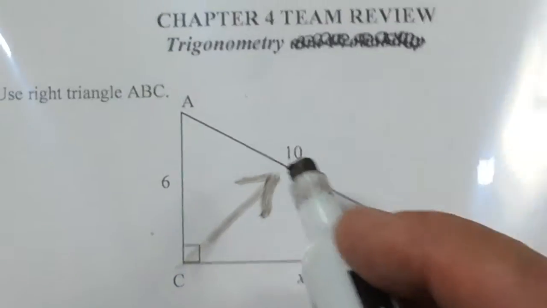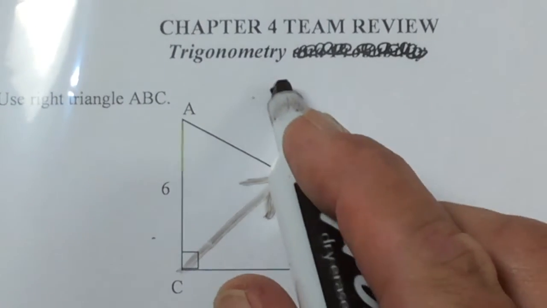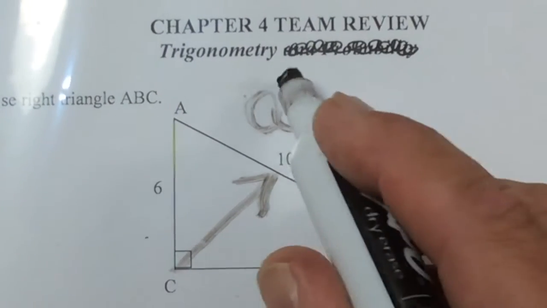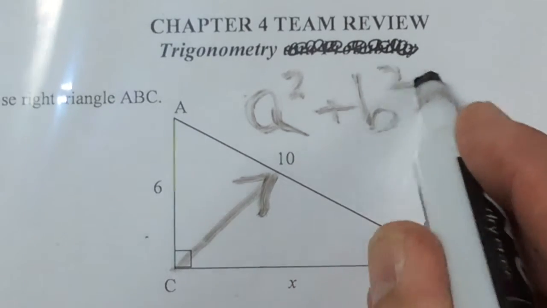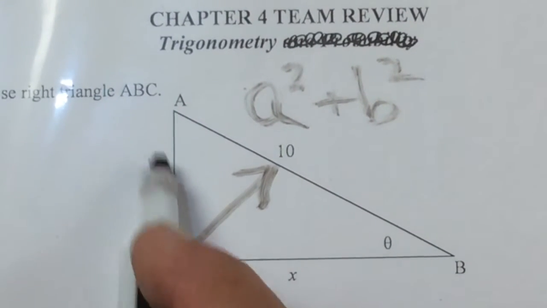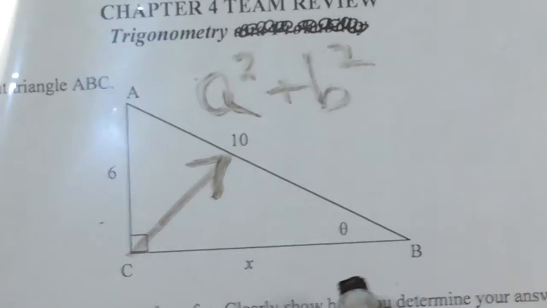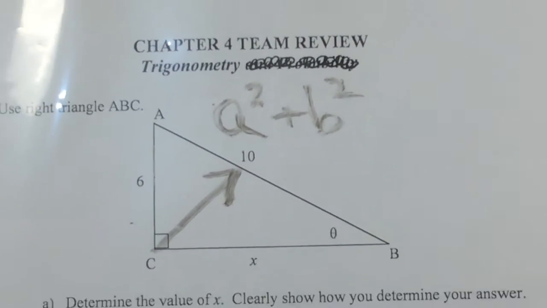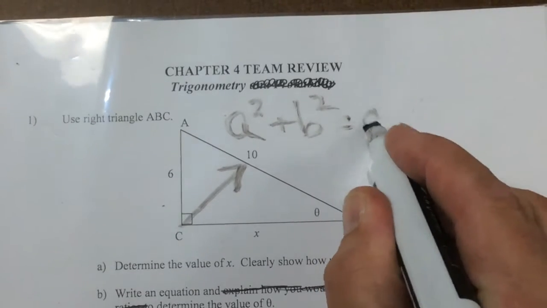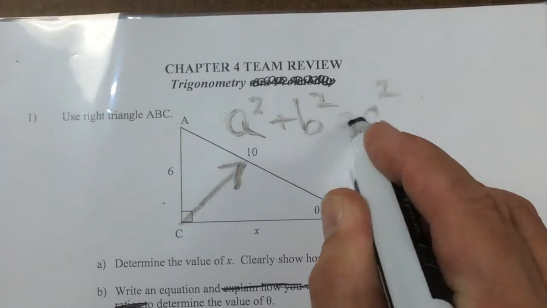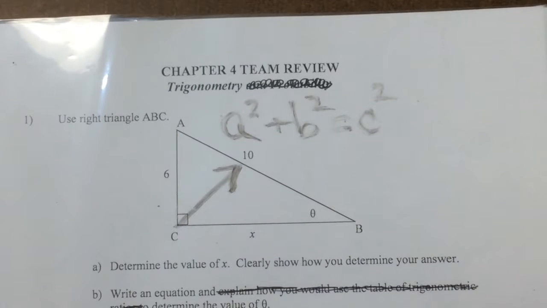And the deal is that the sum of the squares of the legs, that would be this and this, is equal to the square of the hypotenuse. Every time.